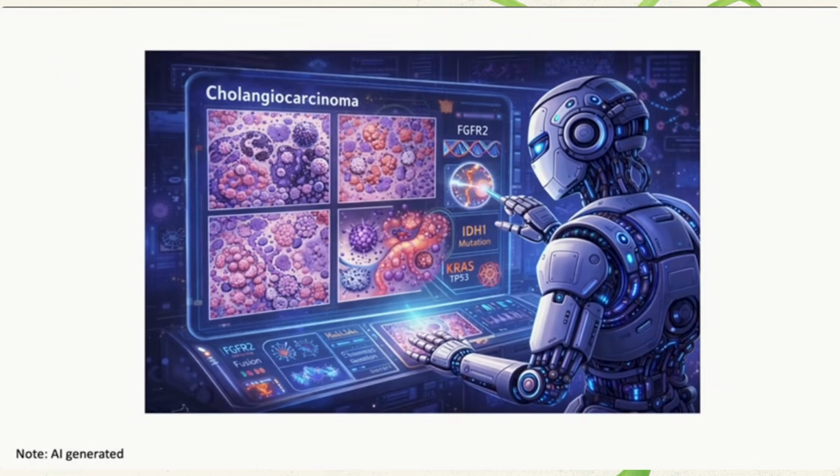I would also like to mention that some illustrations in this presentation are AI generated and are used for scientific and educational purposes. Today I will talk about cholangiocarcinoma, a malignant epithelial tumor arising from the biliary epithelium of the bile duct and gallbladder, and more importantly, about how modern pathology contributes not only to its diagnosis but also to treatment decisions.